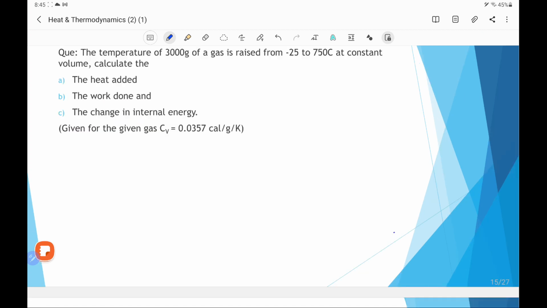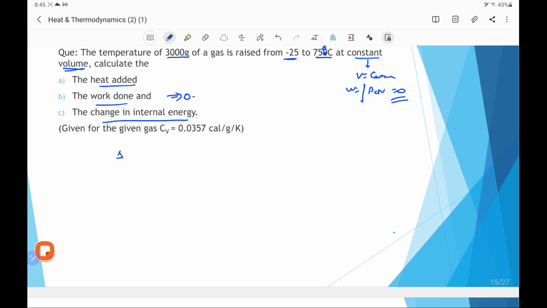Let's take one question. The question is: the temperature of 3000 gram of gas is raised from minus 20 degrees Celsius to 75 degrees Celsius at constant volume. So it is an isochoric process, and we have to find the heat added, work done, and the change in internal energy. As we know, for the isochoric process V is constant, so work, the integral of P dV, will also be 0. So work done will be 0.